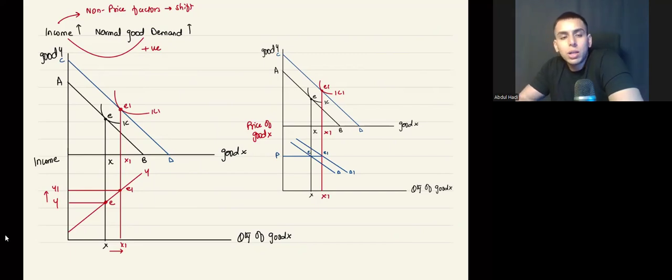This is how you will show the link with demand, but it is recommended to follow this section, not the demand curve. It is recommended to always link it with income level. Everything clear?